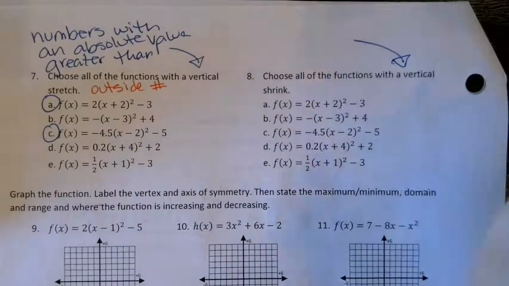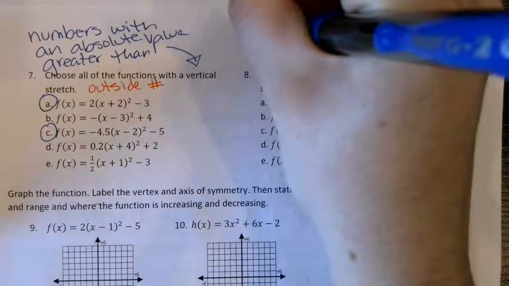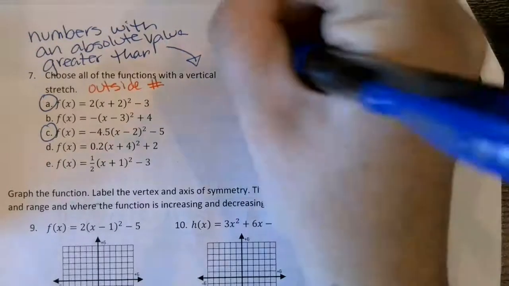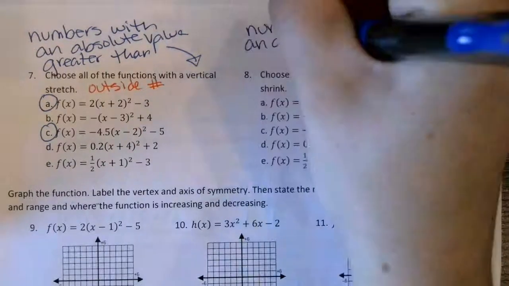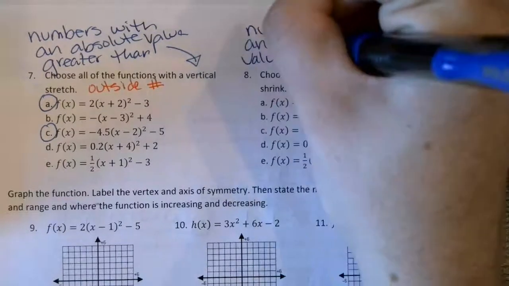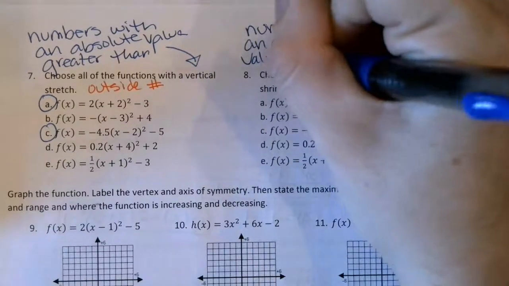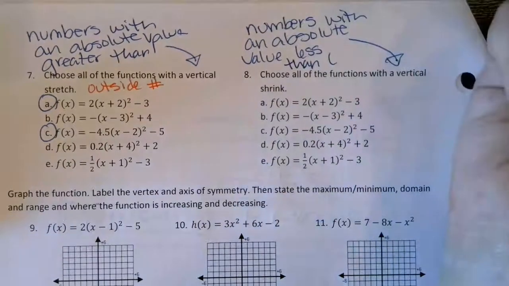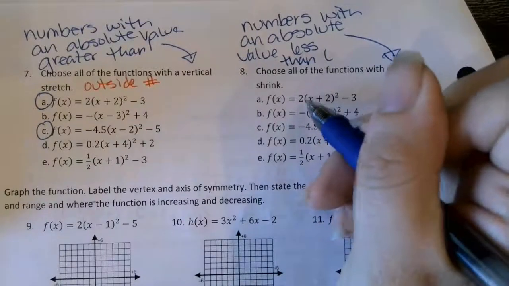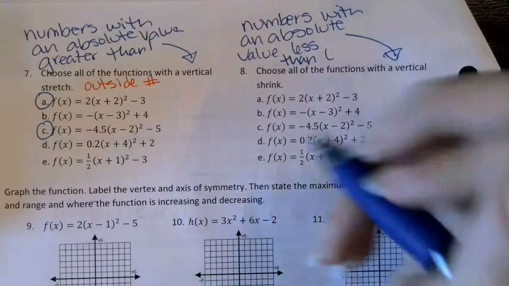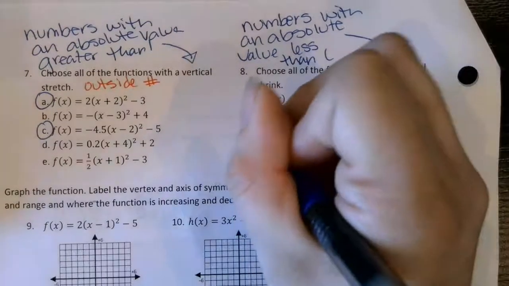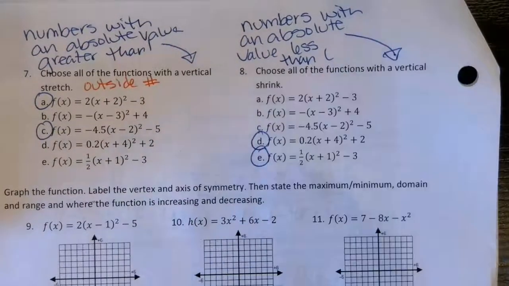And then these are numbers with an absolute value less than 1 for vertical shrink. So vertical shrink, I already know A and C were stretches, so they're not it. B was 1, 1 is not less than 1. 0.2, less than 1. 1/2, less than 1.